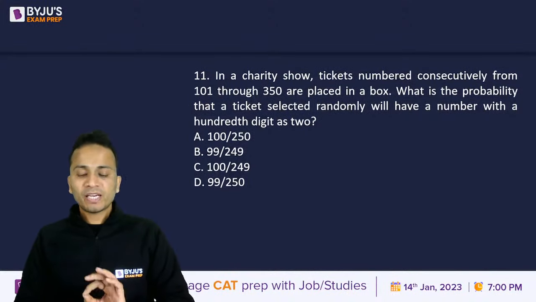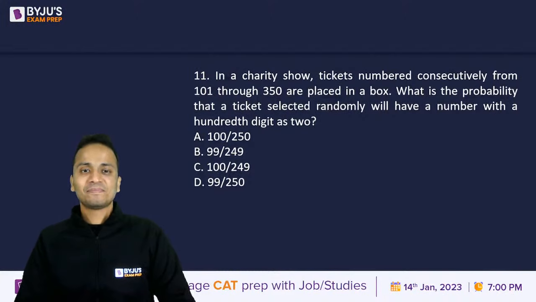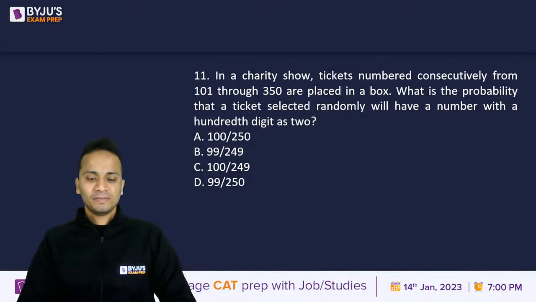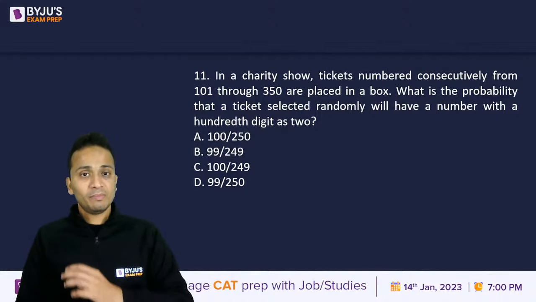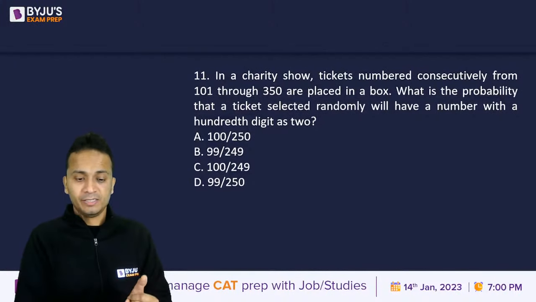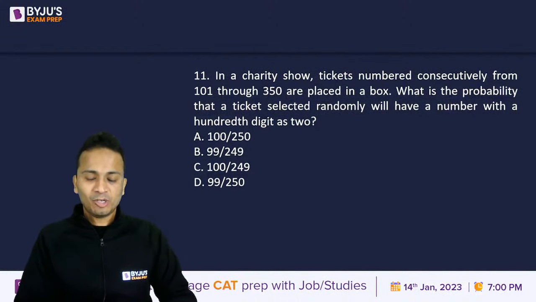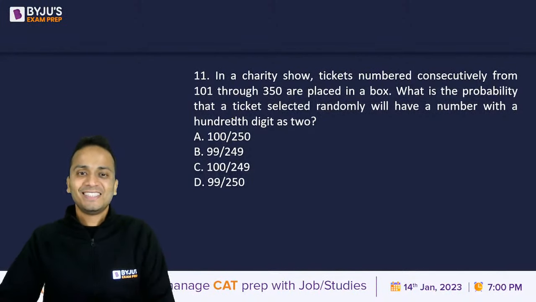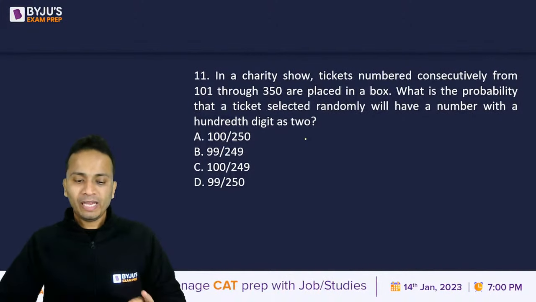The options may confuse you in this case. All right, Bharat says option A. Are you sure, Bharat? Naman also says option A. Chaliye. So, how many tickets are there in total? Pehle ye dekh lete hain.